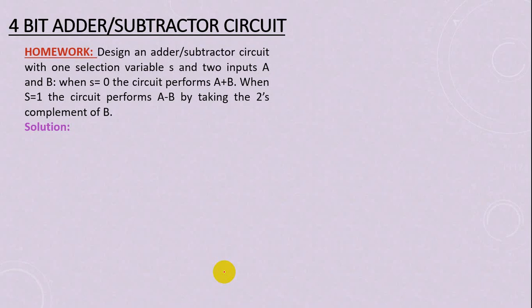If there is one selection variable, then only two different operations you can perform. What are the operations? When the selection variable S equal to 0, the circuit performs A plus B. And when the selection variable S equal to 1, the circuit performs A minus B by taking 2's complement of B. So two different operations: when S equal to 0, A plus B, and when S equal to 1, A minus B by taking 2's complement of B.